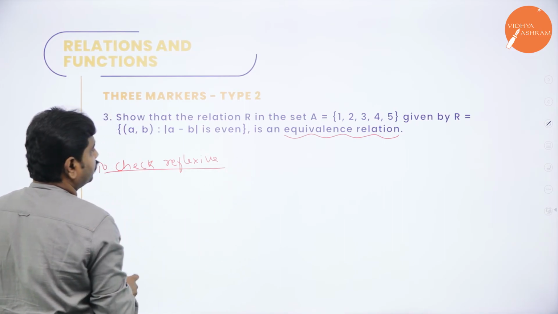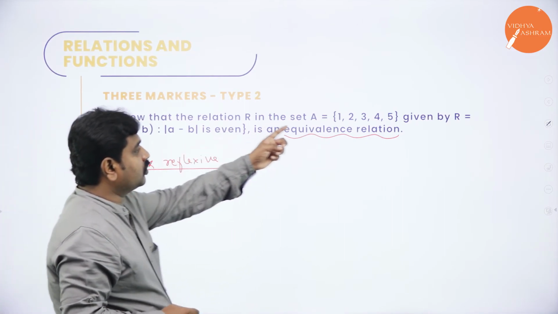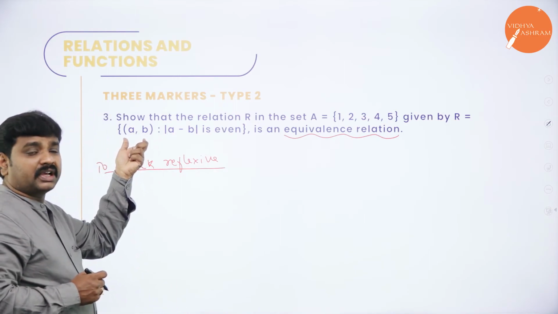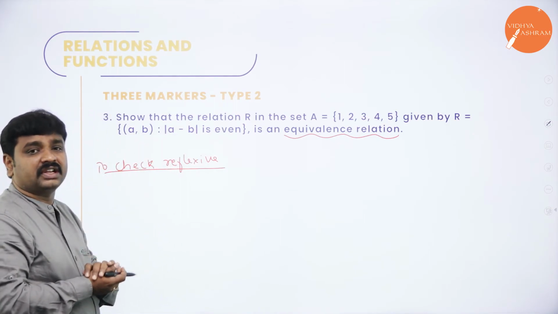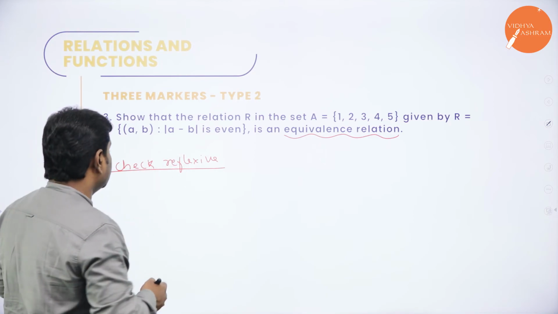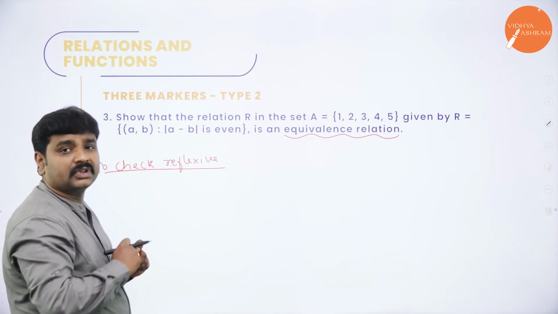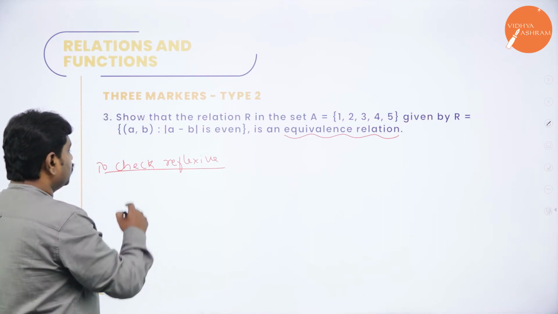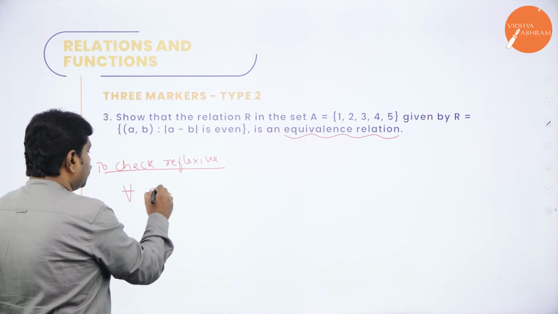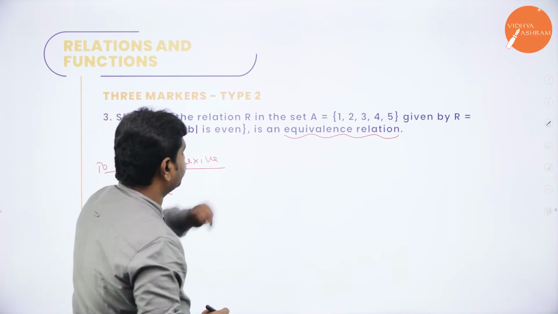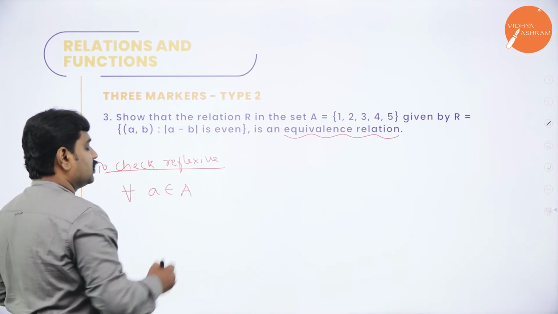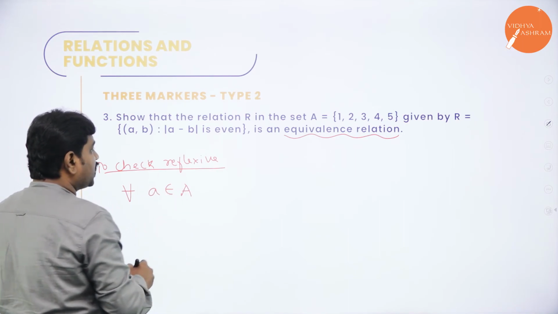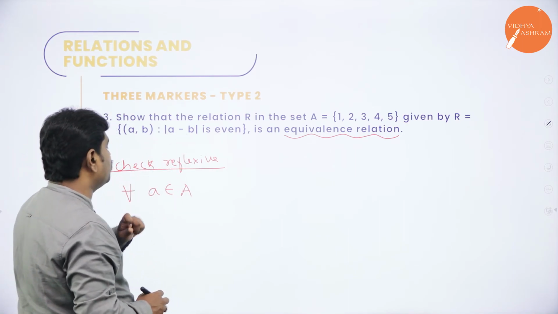How to check reflexive? So, 1, 2, 3, 4, 5, five elements they give, relation R they give, ordered pairs such that mod A minus B is even. They told mod A minus B is what? Even. So, now how to check reflexive? To check reflexive, we need to take for all A belongs to the given set. What is the set given? A. And I have to prove A comma A belongs to R, which means mod A minus B should be even.